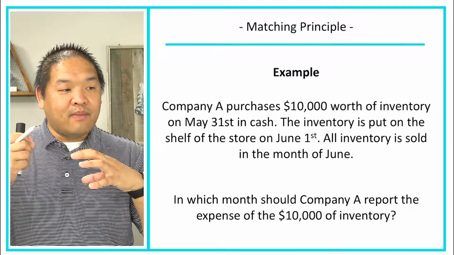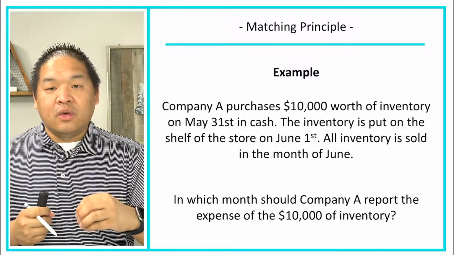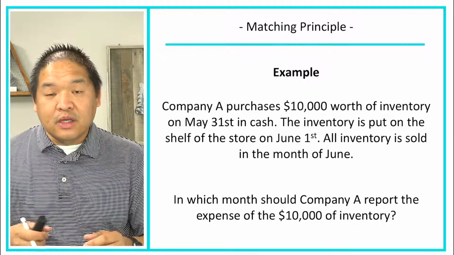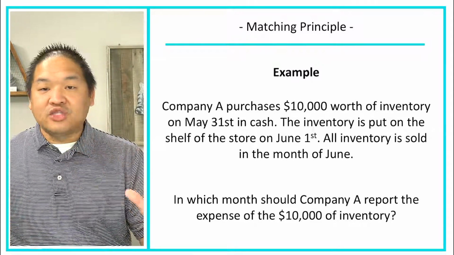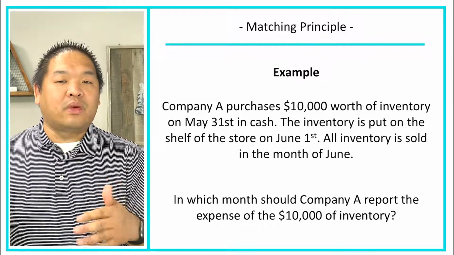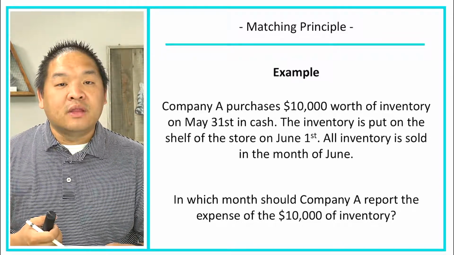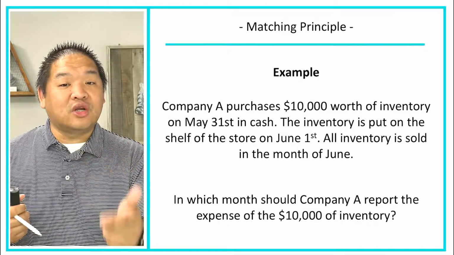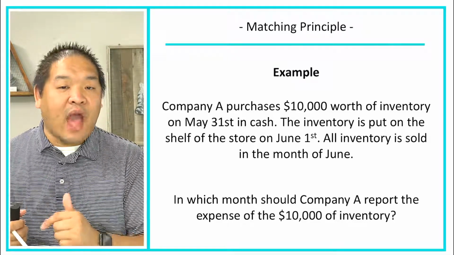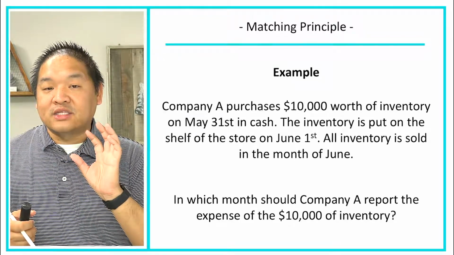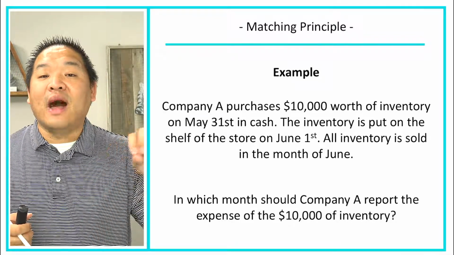Well, again, we're matching the expense to the revenue. When did the revenue happen? It happened in June because we sold it in June. We didn't even have it on the shelves until June, so we can't say that we used it up in May because they weren't even on the shelves in May. Therefore, we're going to match the expense, the $10,000, to the period in which it was incurred. It was incurred when the revenue happened. The revenue happened in June. Therefore, we're going to book the expense in June, not May.